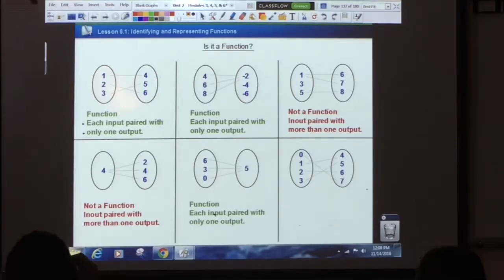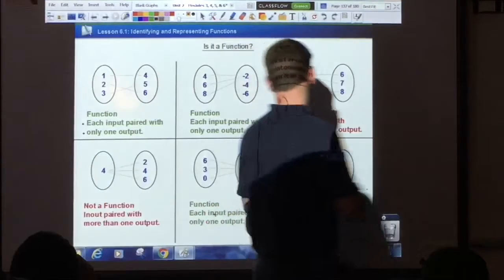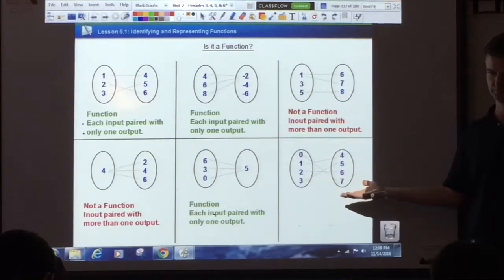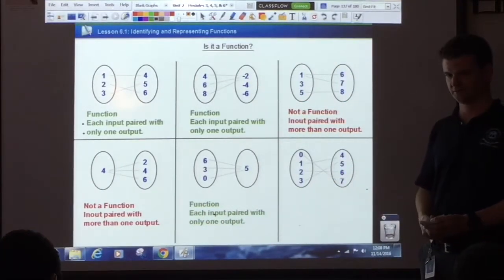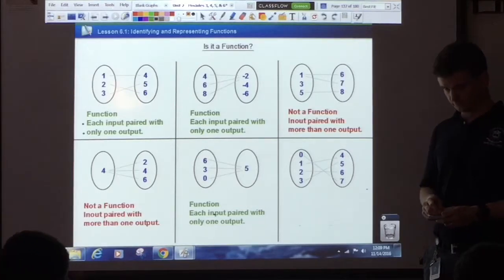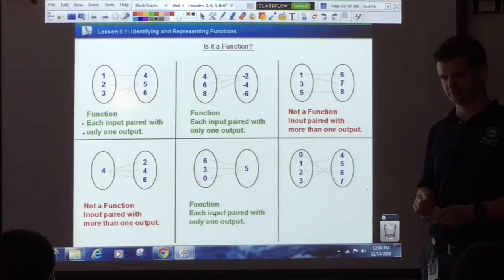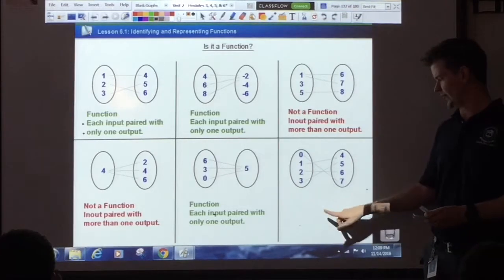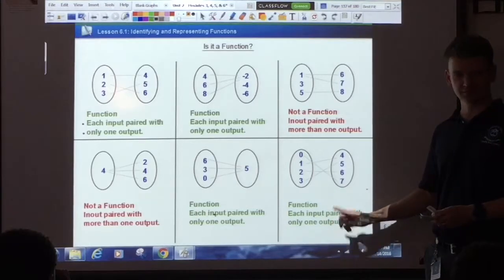Okay. And Sergio, is this a function? Yes. Because each input is paired with only one output. Now that's correct, that is a function.